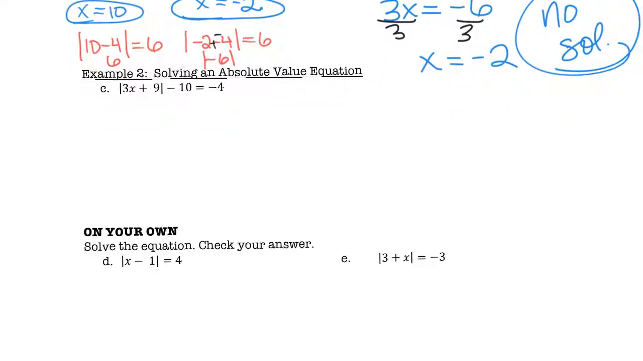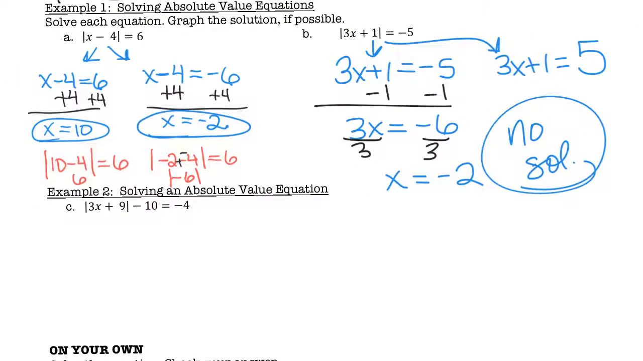So for this one, we have the absolute value of 3x plus 9 minus 10 is equal to -4. And right away you might say, hey, Ms. Brand, this is negative. We can't solve it. There's no solution. But let's bring down the other example. The difference between this example versus this example is that everything on the left side is inside the absolute value sign, whereas over here, that's not the case.